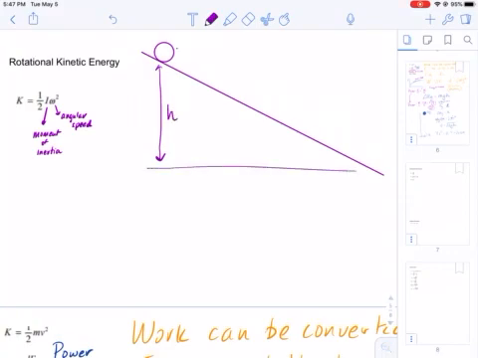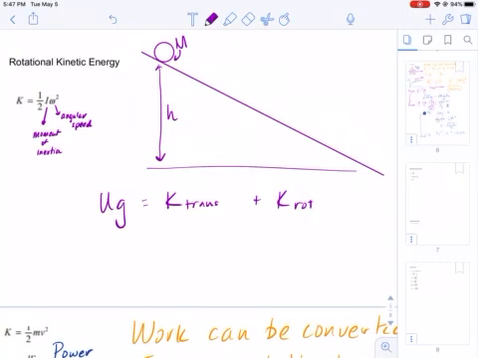So, you can set this up. mgh equals 1/2 mv squared. That's what we were setting up. I lost it somewhere. Oh yeah, down here. That's just if something were just sliding, then you'd be good there. But this is not sliding, it's rolling. So there's also rotational kinetic energy, which is 1/2 I omega squared.